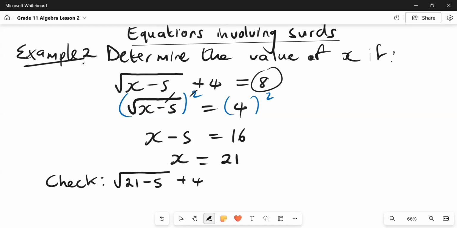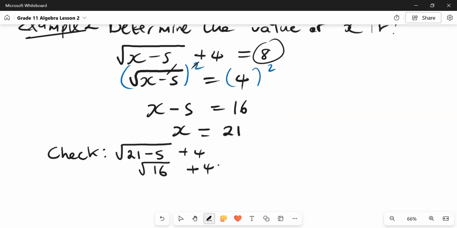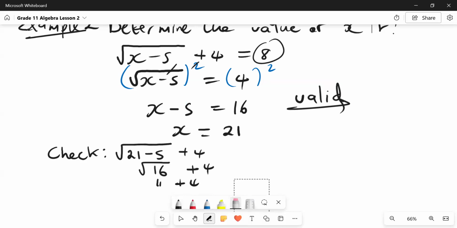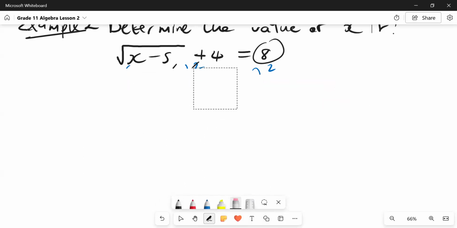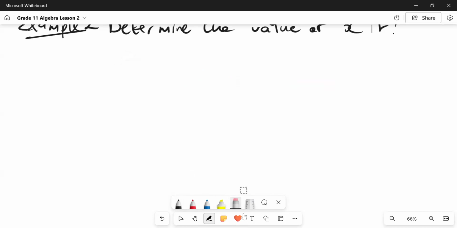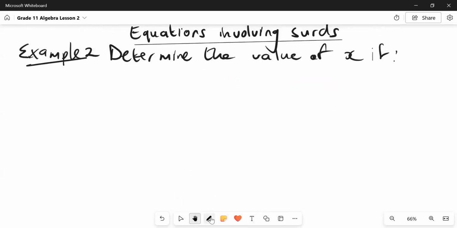21 minus 5, that's 16, right? So you'll have root 16 plus 4. Root of 16 is just 4, plus 4 will give us 8. So this answer is valid. So these are equations involving sets. They are not that difficult. You just need to make sure that you follow all the steps that I've just listed above, right?